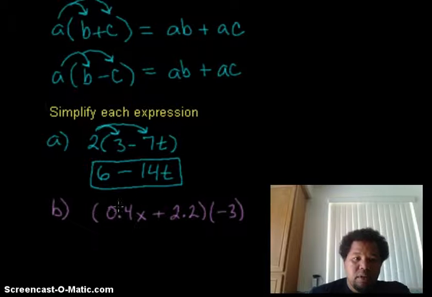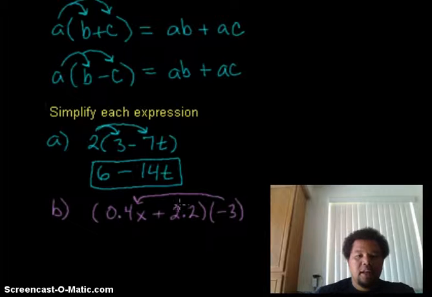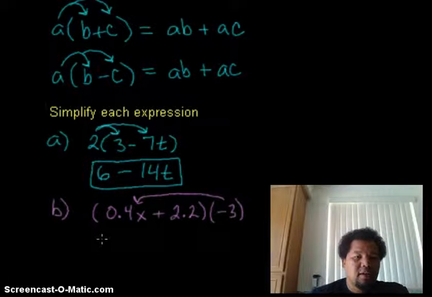So here we can have a second example, and in this example we have parentheses and a number outside, but it's on the right hand side. That doesn't mean that we change the rules of the distributive property. It still means we got to multiply this number on the outside to the terms inside. So I'm going to multiply this negative 3 times this 0.4x. So negative 3 times 0.4x is negative 1.2x.